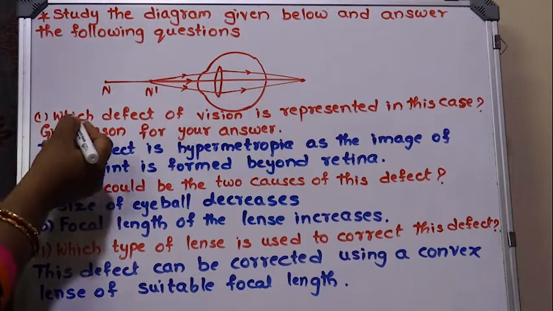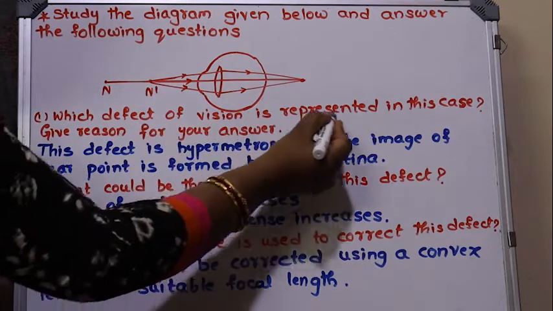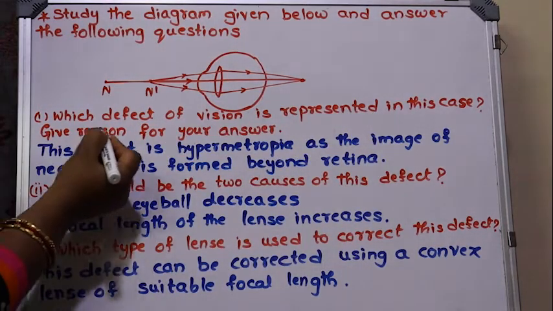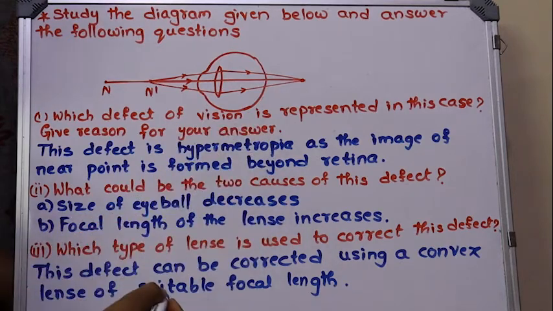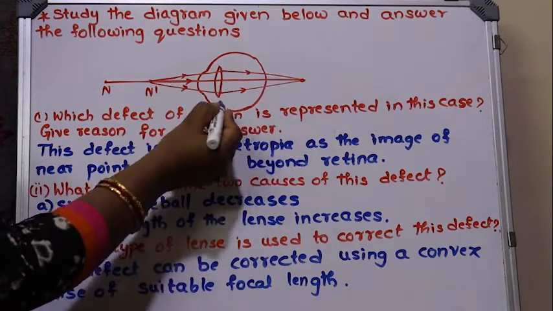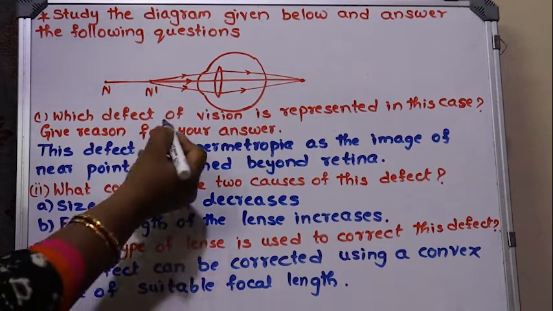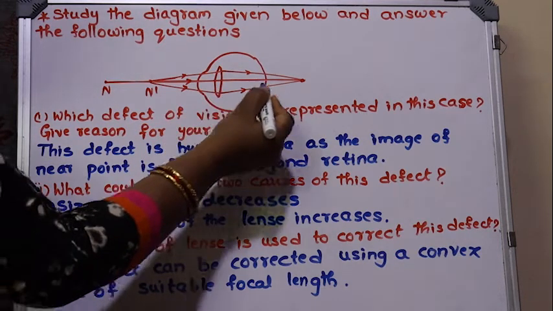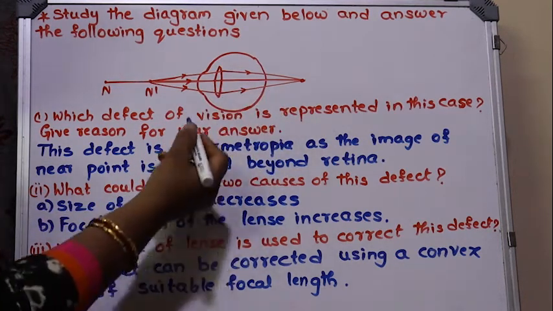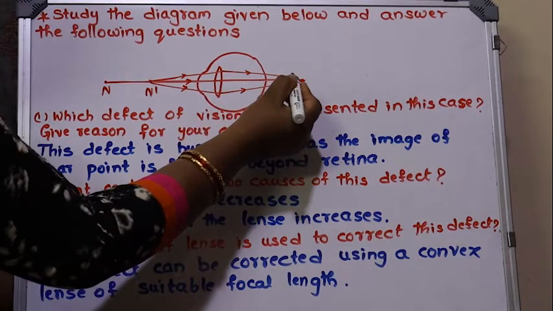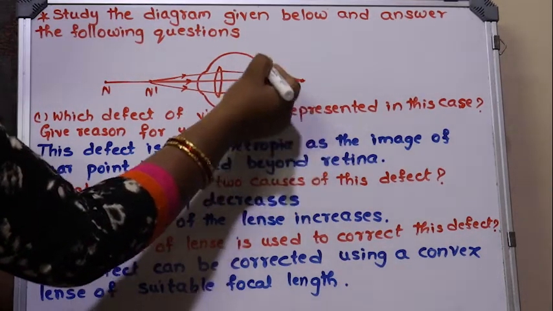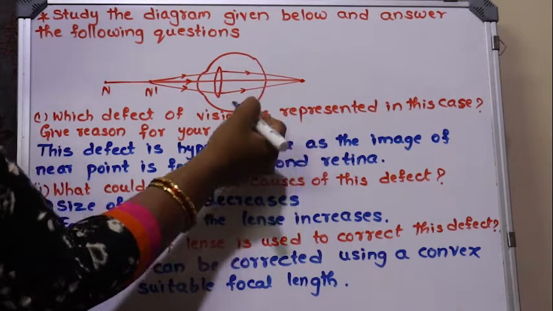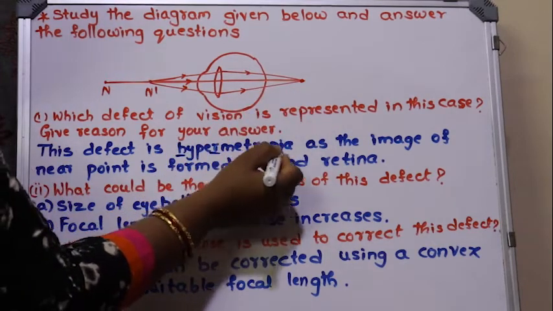Study the diagram given below and answer the following questions. Question number 1. Which defect of vision is represented in this case? Give reason for your answer. If we observe the diagram here, this defect is hypermetropia or farsightedness. As the image of the near point is formed beyond the retina, this defect is called hypermetropia.